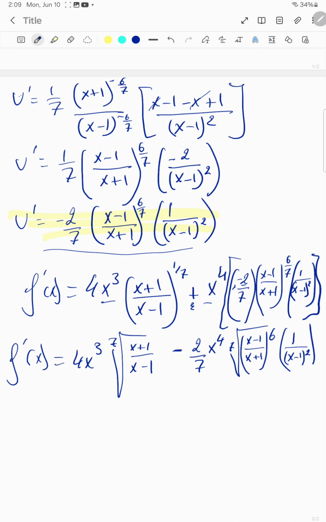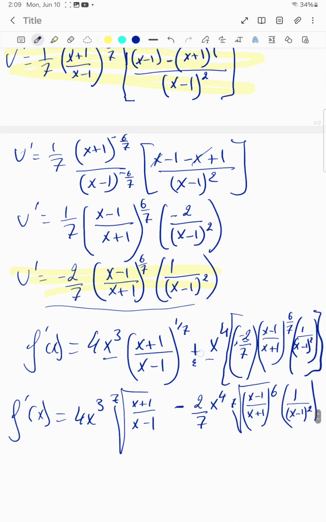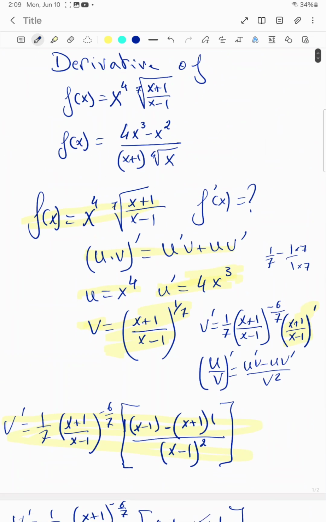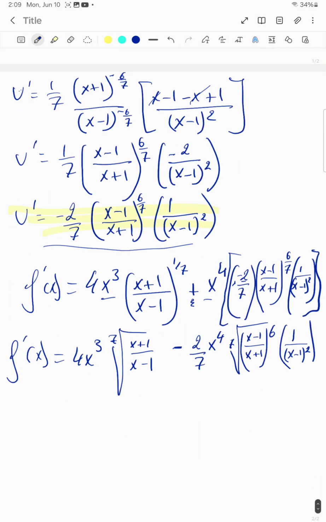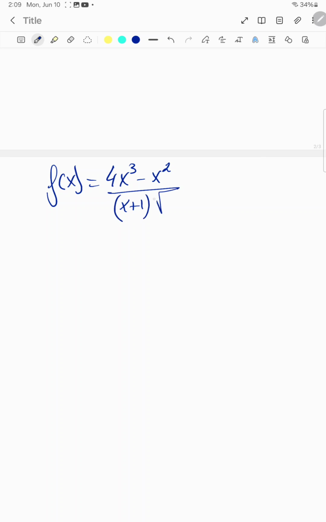So now let's do the second problem, which is here. f of x equals 4x to the power of 3 minus x to the power of 2, divided by x plus 1 to the power of 4 of x. So let's copy it on a new page. I have f of x equal to 4x to the power of 3 minus x to the power of 2, divided by x plus 1 times the fourth root of x.